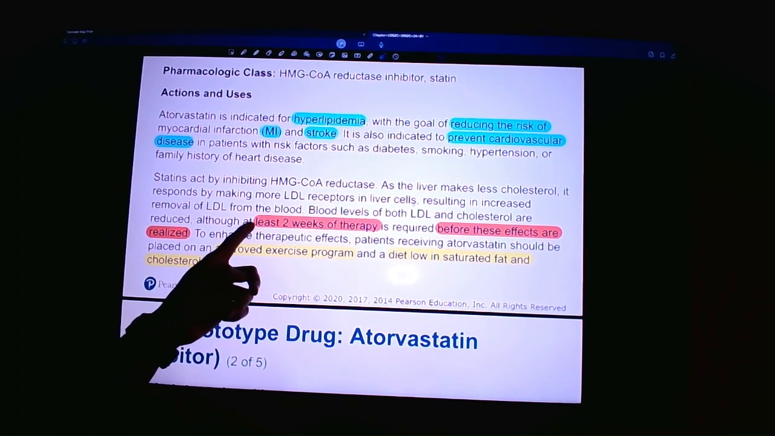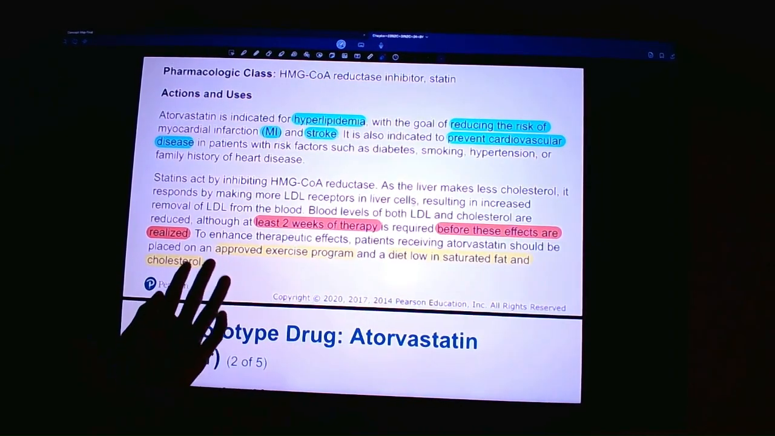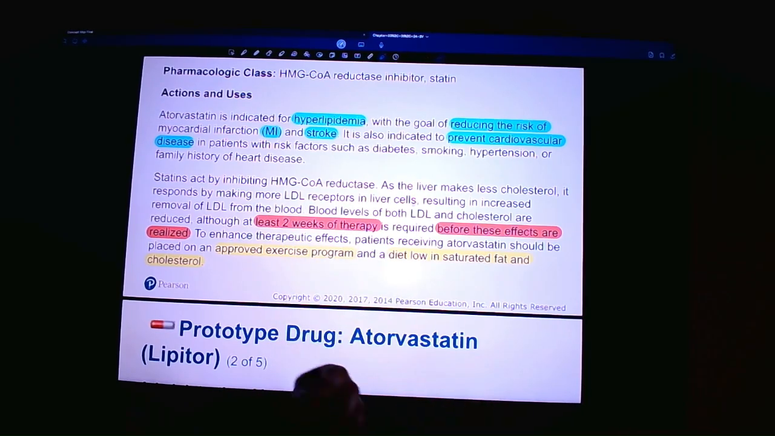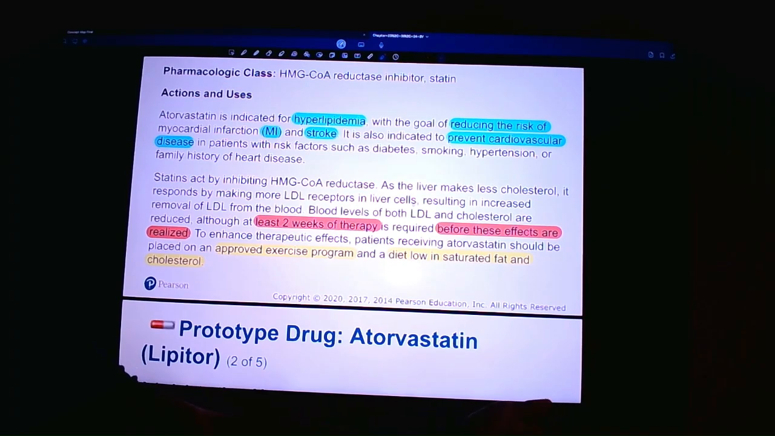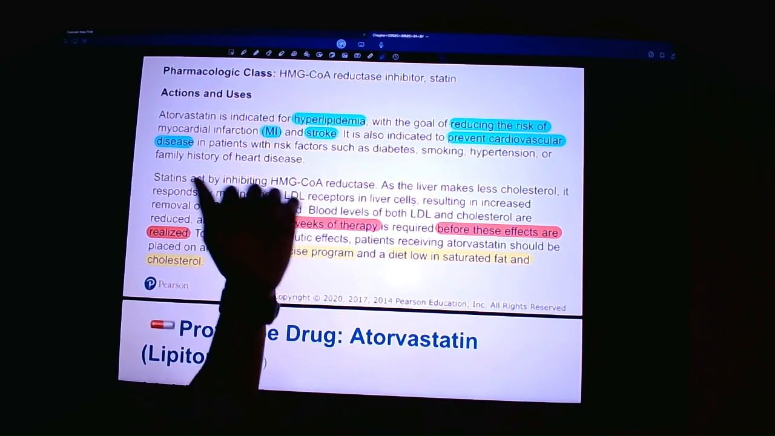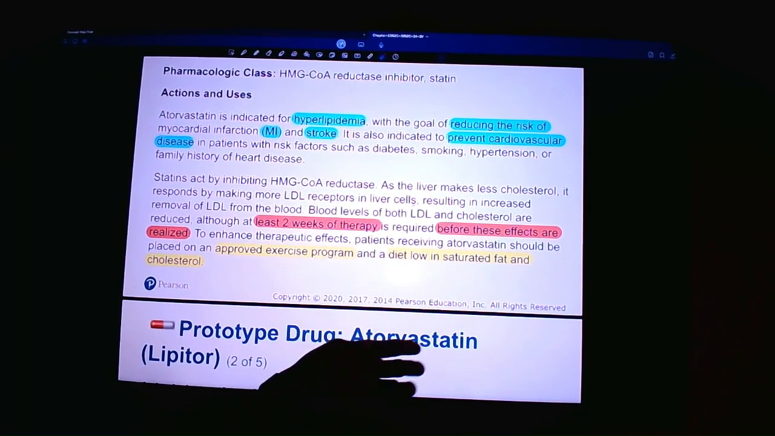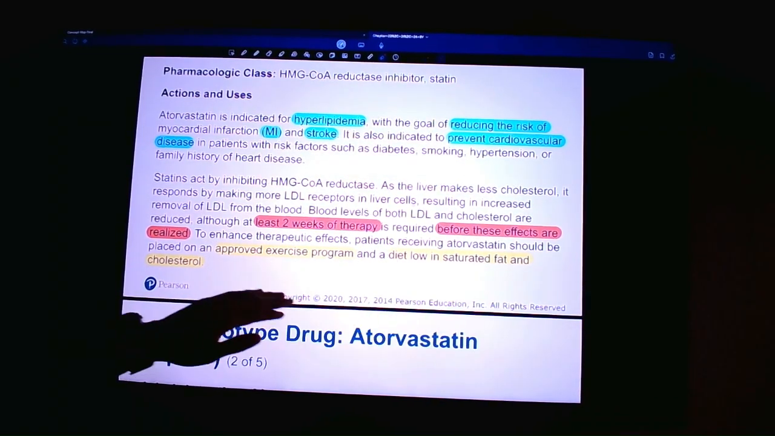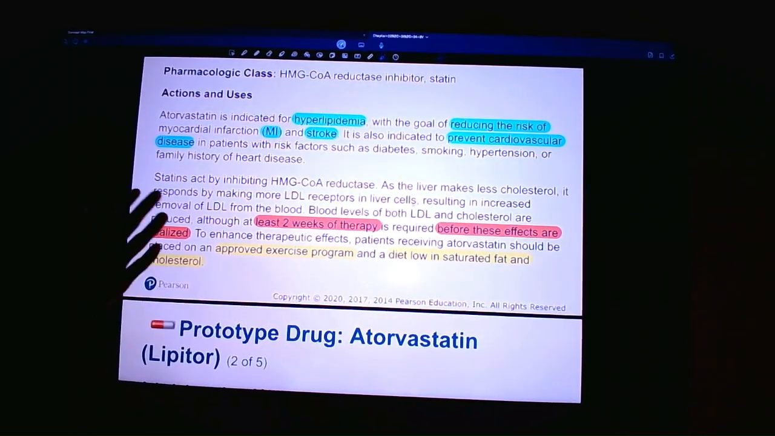In fact, you need a bare minimum of 2 weeks of therapy for the effects to even begin. And even then, you still need to take this constantly for a very long time. It takes several months to really make a full blown 100% dent on patients who have high levels of cholesterol. Because again, we don't live in a perfect world, so this drug isn't magic. And look, there it is. To enhance the therapeutic effects, be on exercise, have a low diet in fat and cholesterol, right?